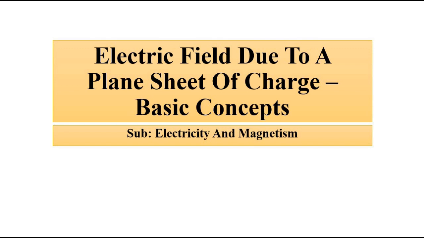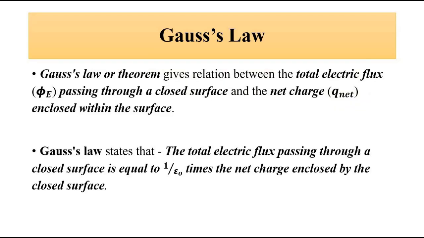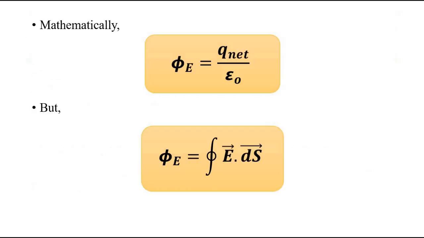Okay, so just a quick review. We all know the basic concept of Gauss law: the total electric flux, that is the number of electric field lines passing through an imaginary closed surface, is 1 by epsilon 0 times the net charge enclosed by the closed surface. Mathematically, this electric flux is the closed surface integral of the electric field vector and the area element vector, E vector dot ds vector. And as per Gauss law, electric flux is equal to Q net by epsilon 0. We have already discussed Gauss law in a separate video, so you can please watch that video.